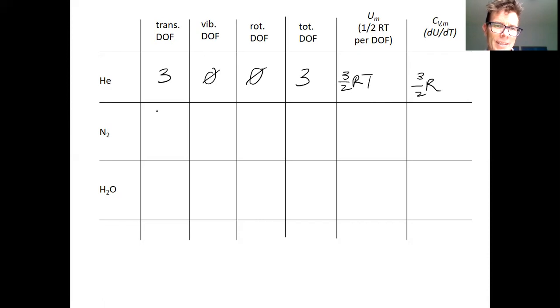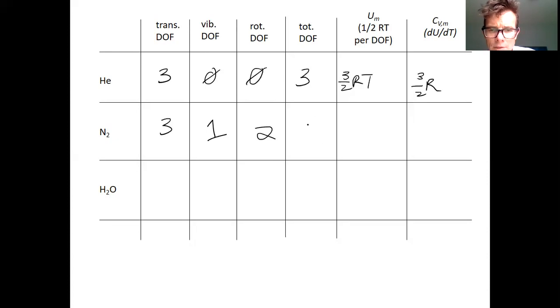Okay, nitrogen, 3 translational degrees of freedom. Right? It can move in X, it can move in Y, it can move in Z. How many vibrational degrees of freedom? If you stop and think about it for a second, it has 1. How many rotational degrees of freedom? Well, remember, this is a linear polyatomic. It can rotate in X, Y, but Z doesn't count because it's an indistinguishable rotation. So that one has 2.